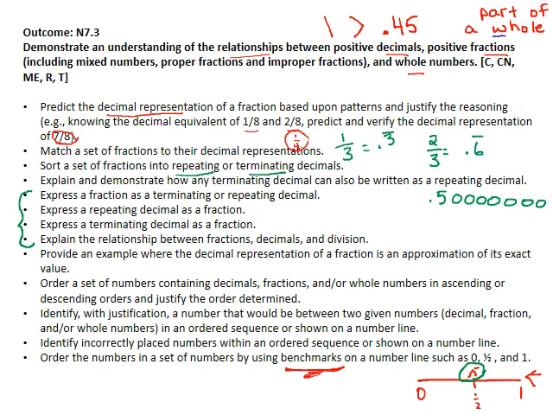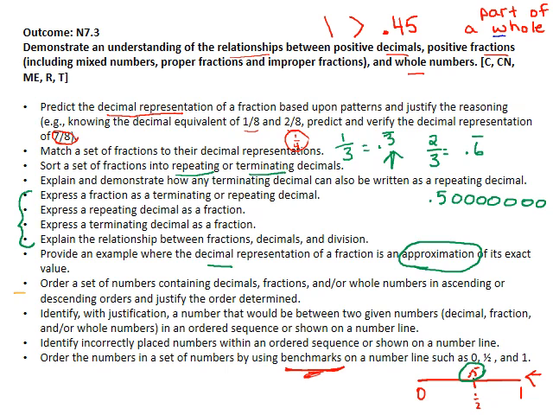Providing an example of where a decimal representation is an approximation. Okay, so with your repeating decimals, if I just rounded this off and said it was 0.3, that's just an approximation because it's not exactly 0.3, it's actually 0.33333 forever and ever. So sometimes we just have to round it off and call it a day, right?